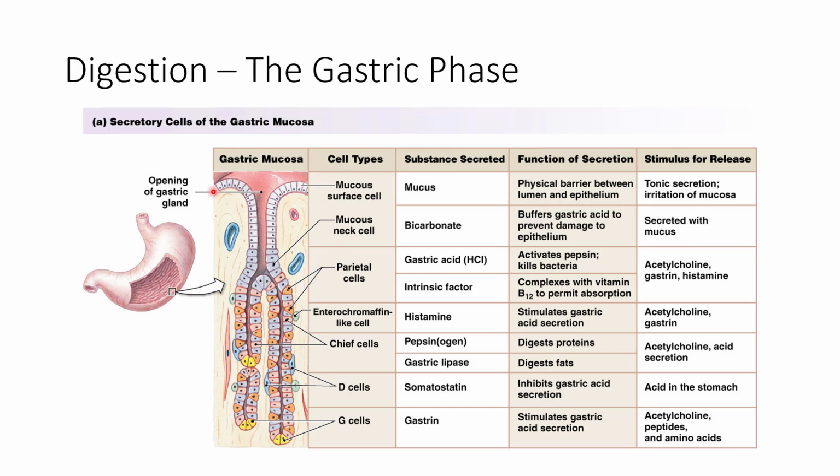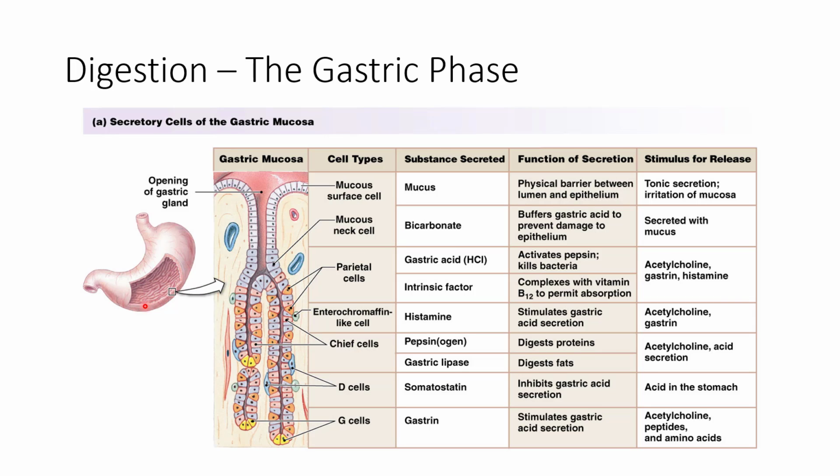There's a lot of secretion that occurs in the stomach, and I want you to be familiar with these secretions. So this is a great table from the book that goes over that. We have cells found in the mucosal epithelium that secrete mucus and bicarbonate. The function of that mucus and bicarbonate is to protect the stomach. It forms a physical barrier between the lumen of the stomach and the epithelium.